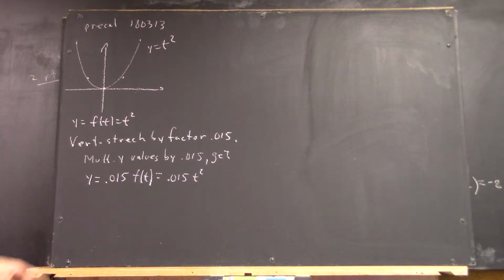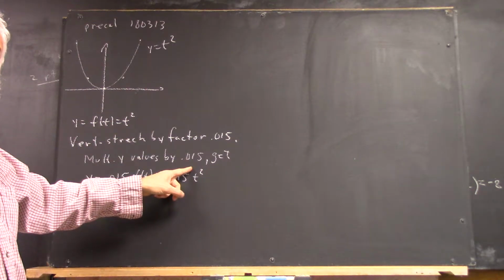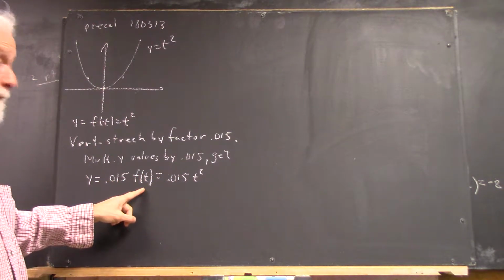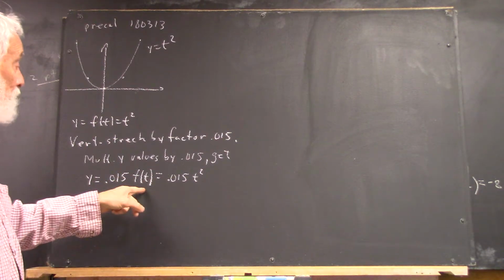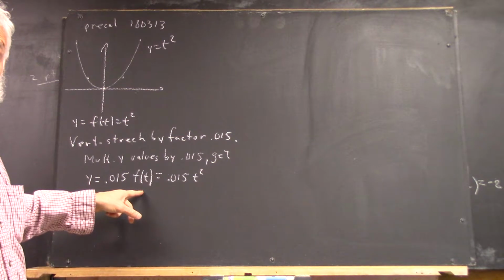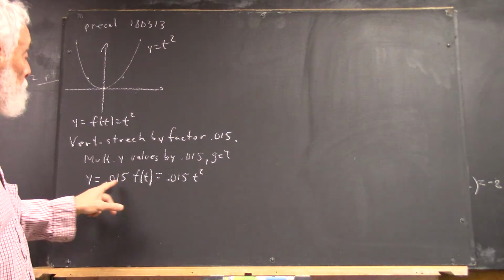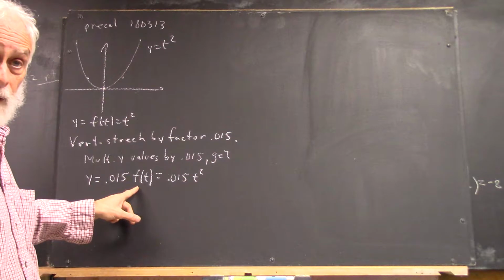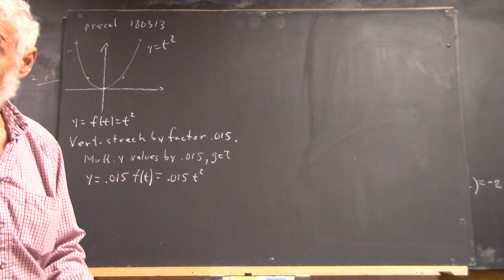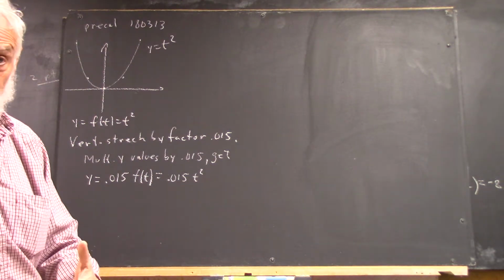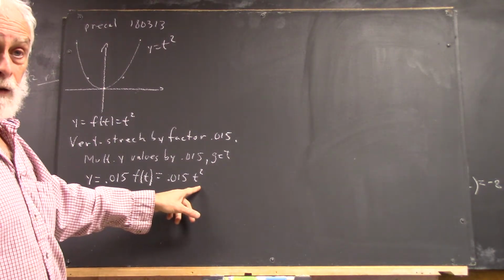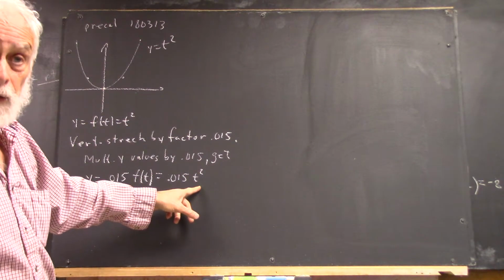But the point is then, if you multiply all your y values by 0.015, your function becomes 0.015 f of t, right? Because these are your original y values. f of t represents the original y value, and you vertically stretch by 0.015, you multiply that y value by 0.015. Now you might want to review what we did when we made tables for vertically stretched functions and so forth, okay? In any case, then your function is going to become 0.015 t squared, okay?